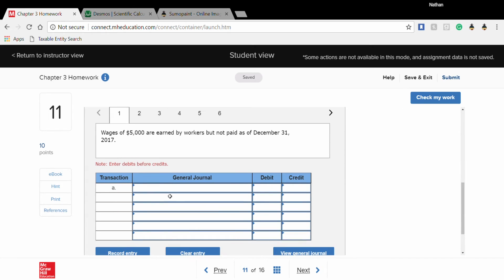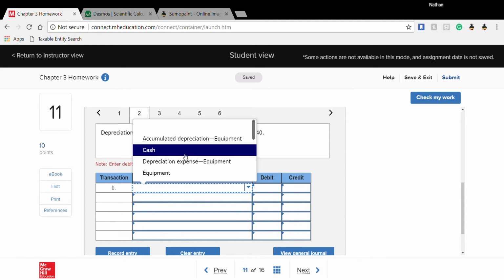So, again, let's see what's going on. First one. Wages of $5,000 are earned by workers but not paid as of December 31st, 2017. That again is the same thing as question 8, the same thing as part 6 of question 10. So that one I'm not going to go back over. Same thing with depreciation on company equipment for 2017. Again, this is just depreciation.